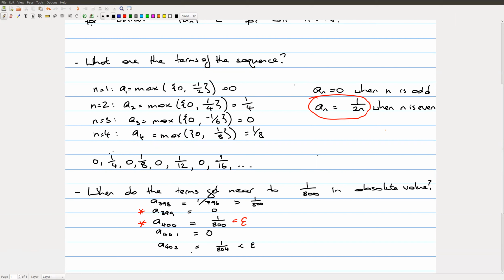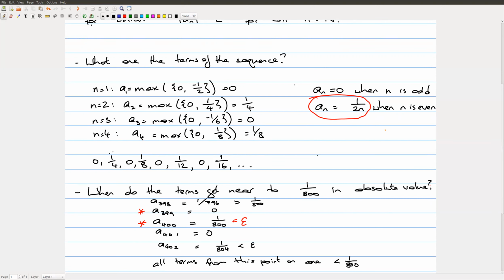And from then on, they're either going to be 0 or they're going to be 1 over something greater than 800. So all terms from this point on are certainly going to be less than 1 over 800. They're either 0 or they're 1 over some even natural number that's greater than 804.